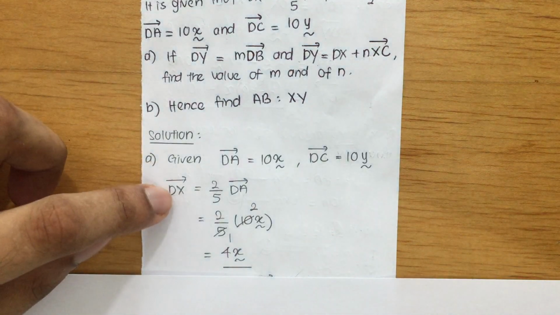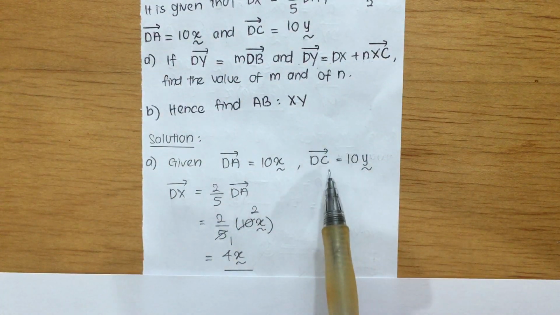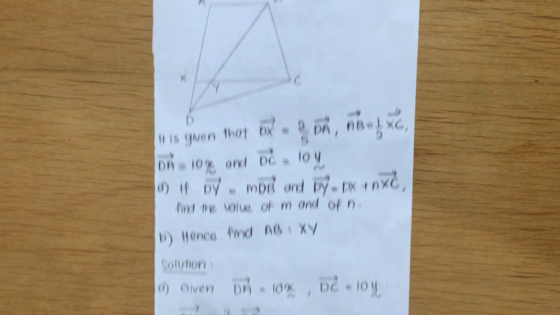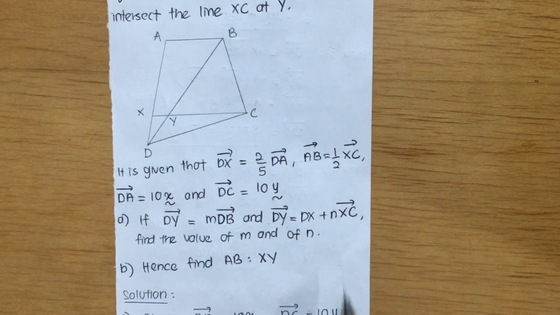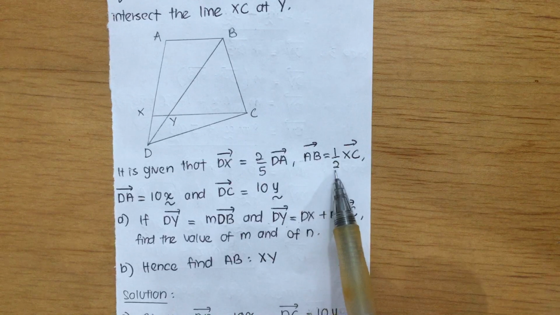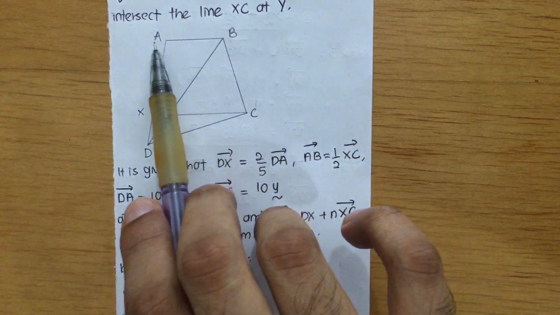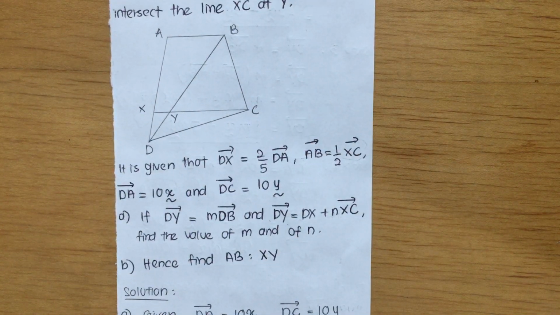Okay, now you have your vector DX and the question has already given us vector DC. Guess what we can find now? We can find the vector XC over here, guys, because as you see over here, AB is equal to half vector XC. So once we find XC, we can immediately find the vector AB. Okay guys, so you slowly try to go for the information. Once you get one, you can immediately find another. So that's the concept of a long question, guys.